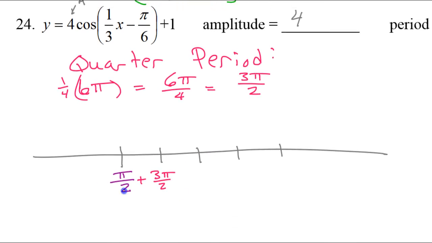Okay, so what's pi over 2 plus 3 pi over 2? Well, wouldn't that be 4 pi over 2? Okay, what if I added another 3 pi over 2? Wouldn't that be 7 pi over 2? Another 3 pi over 2 would be 10 pi over 2. And another 3 pi over 2 would be 13 pi over 2.